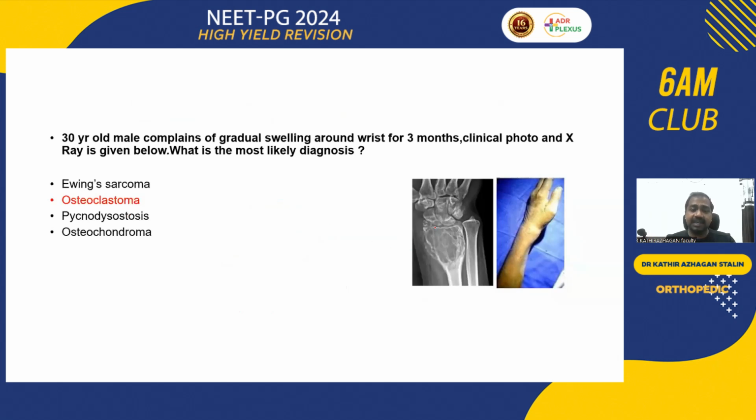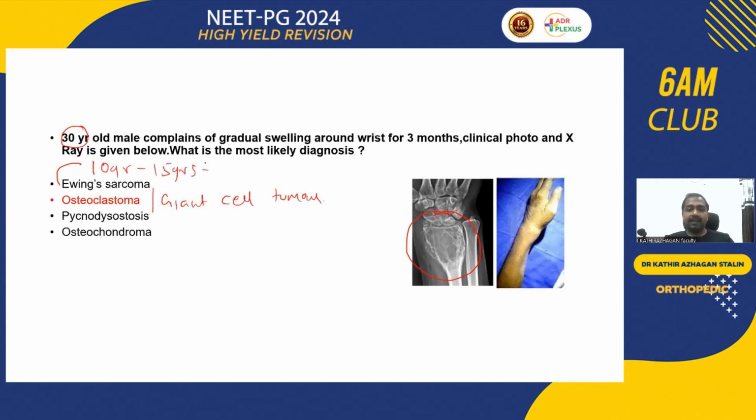Any distal radius tumor they are asking you? These are all exam clues. If they display any distal radius picture and ask what it is, it is osteoclastoma or giant cell tumor. For Ewing sarcoma, the question will not start like 30-year-old. The question will start with a 10-year-old, 15-year-old, something like that.